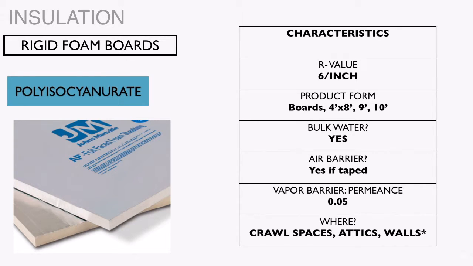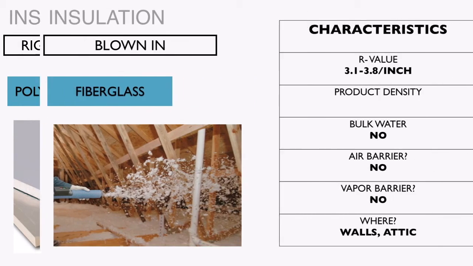There's also polyisocyanurate, which has the highest R value per inch of the rigid foam boards. If it's foiled, I've used an example of a foil-faced product. If it's foiled, it basically serves as an air barrier and as a vapor barrier. So again, you want to be careful if you use a foil-faced product like this. Again, it can function as your air barrier if taped and sealed, and can shed bulk water.